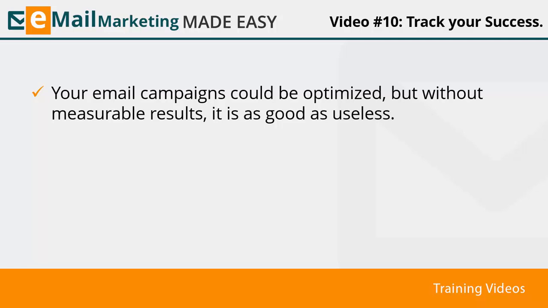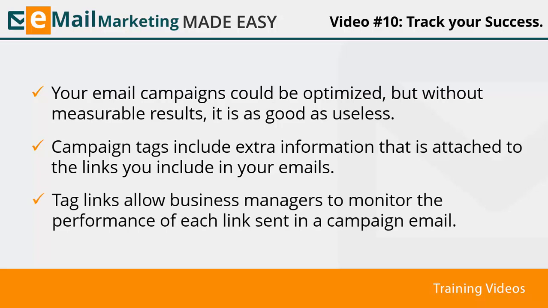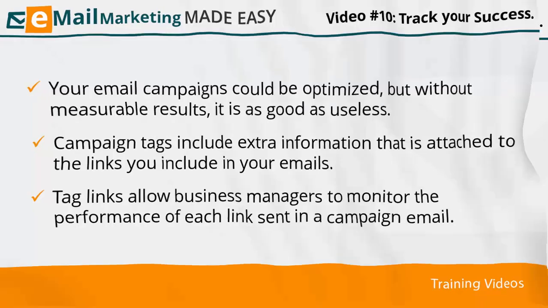To track your success, it is necessary that you label your email campaigns with tags that are capable of tracking performance. Campaign tags include extra information that is attached to the links you include in your emails. Whenever the subscriber clicks these links, information is passed and recorded by monitoring software. Tag links allow business managers to monitor the performance of each link sent in a campaign email. Without setting up campaign tags, you can't know the exact performance of the emails that you send to your subscribers.